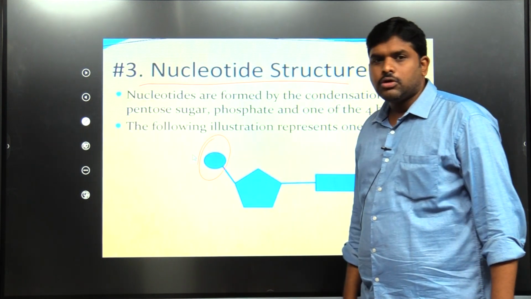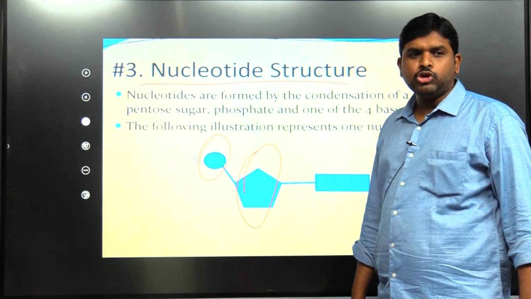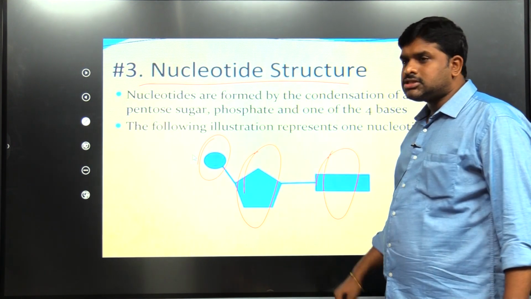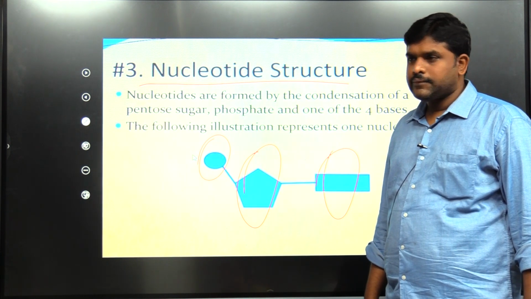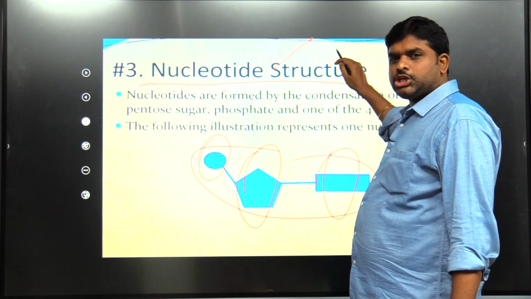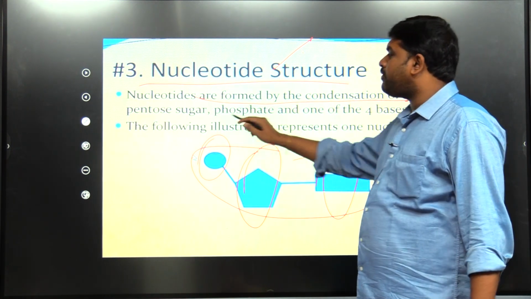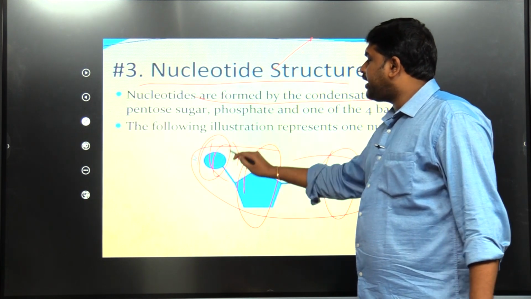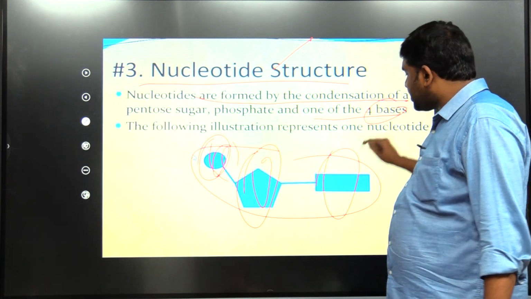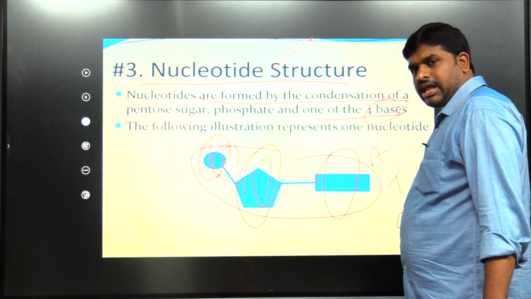What is this? Phosphate. What is this? Pentose sugar molecule. What is this? Nitrogenous base. This combination is called a nucleotide. The combination of nucleotides is called DNA. Nucleotides are formed by the condensation of a pentose sugar, phosphate and one of the 4 bases. It can be A, it can be T, it can be C, it can be G.